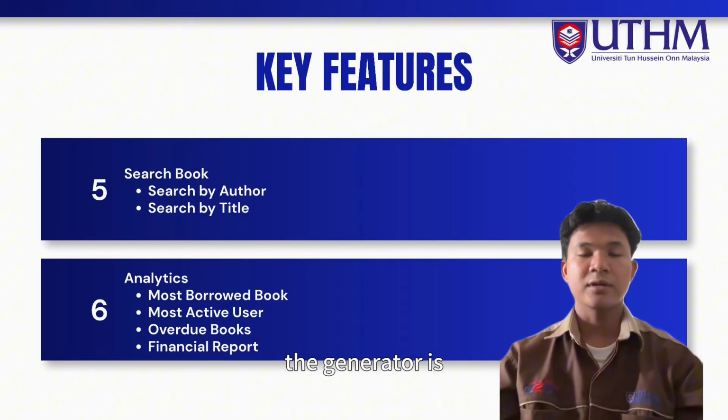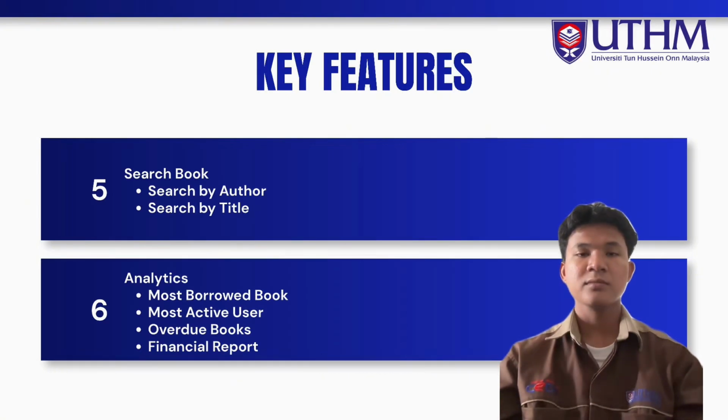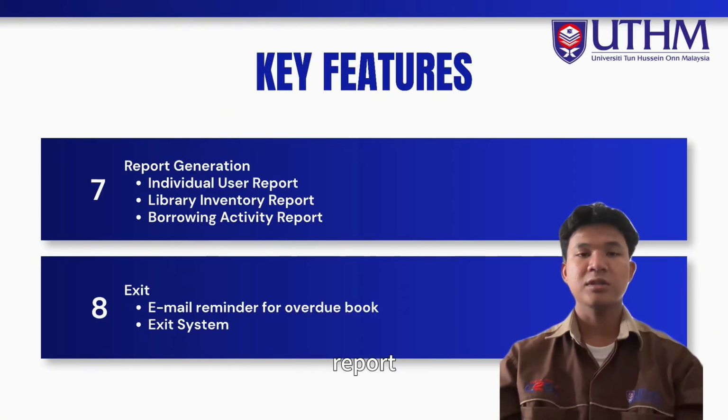Fifth is the search book feature, which allows users to quickly find a book by entering either the author's name or the book title. Sixth is analytics, which provides insights such as the most borrowed book, most active user, overdue tracking, and financial reports for fines. Seventh is report generation, which produces detailed summaries for individual users, library inventory, and borrowing activity. And finally, the eighth key feature is email reminders. The system automatically checks for overdue books and sends an email reminder to those users.